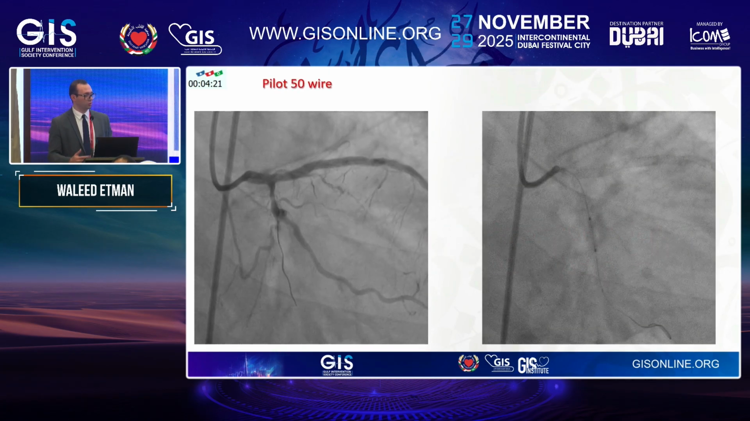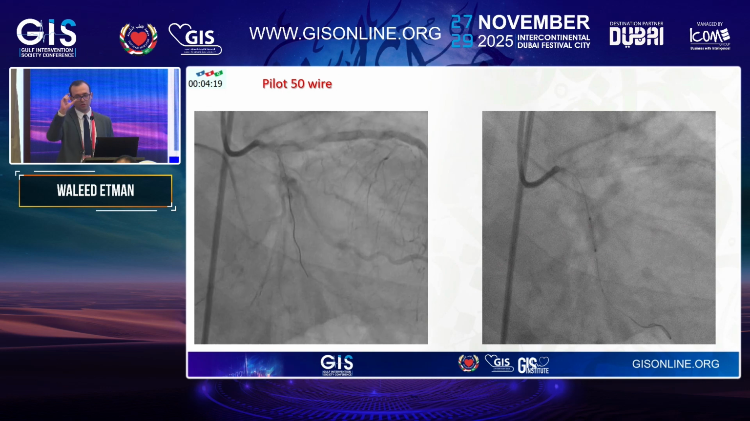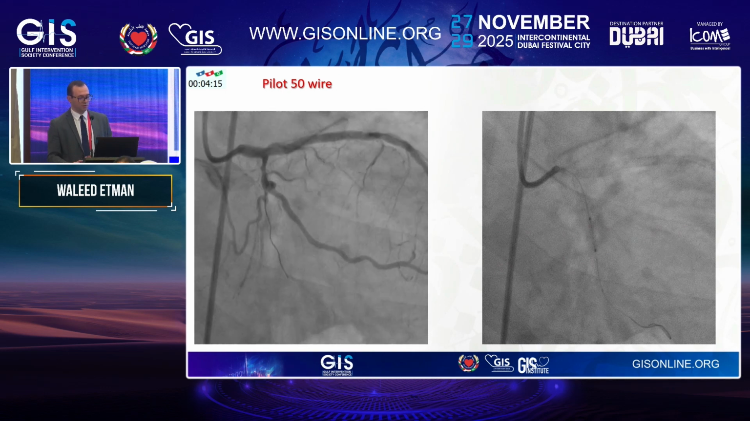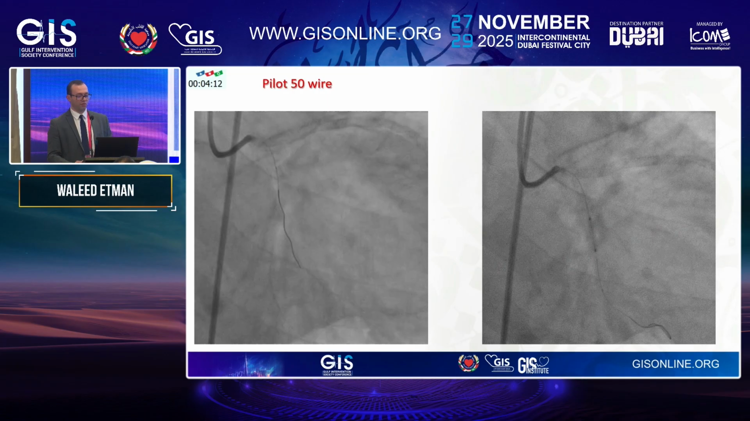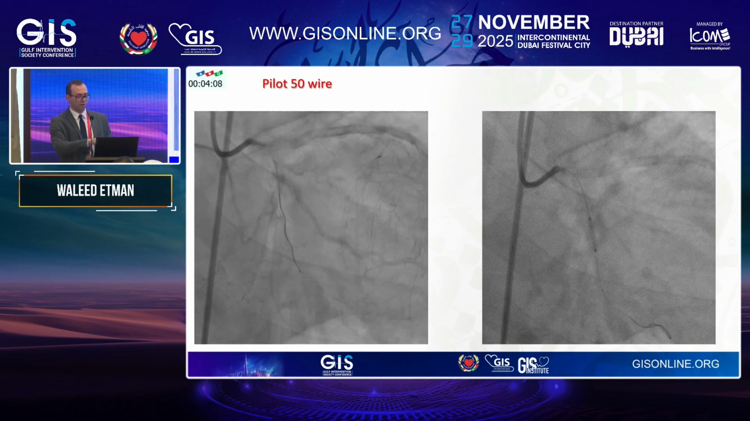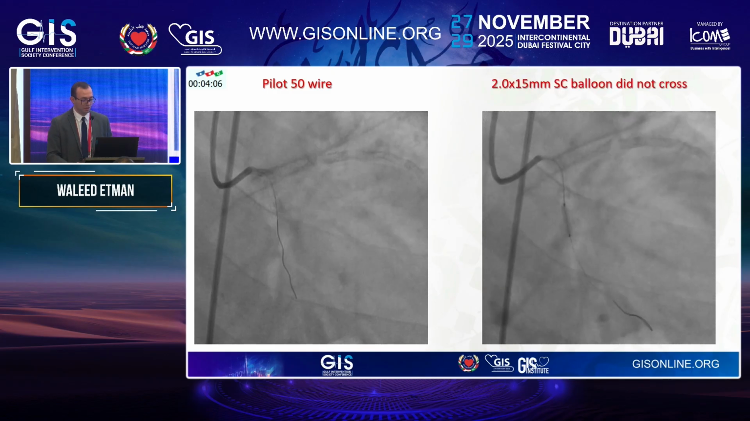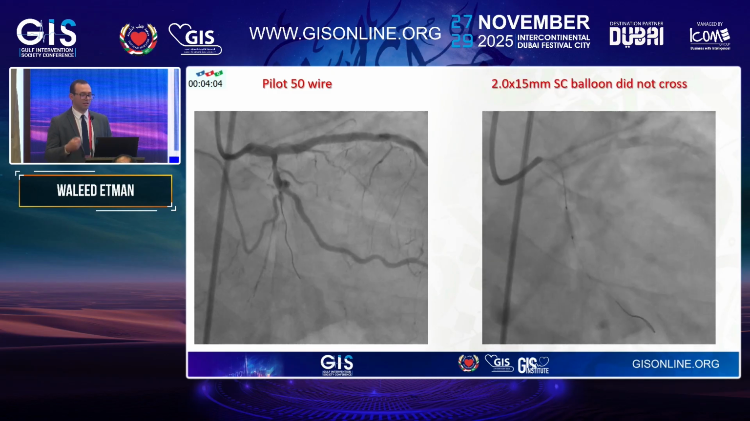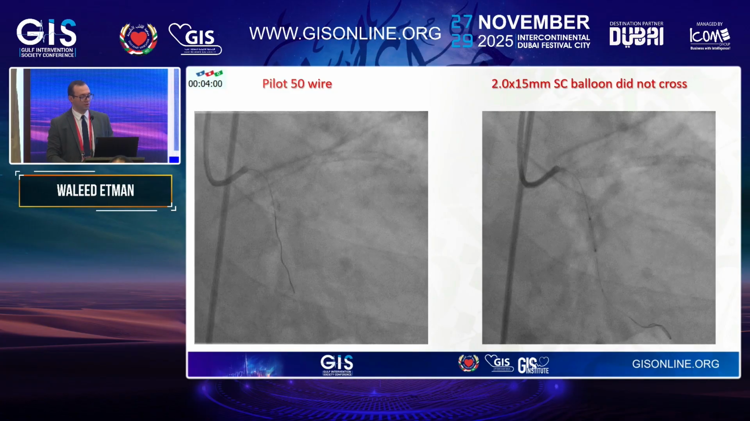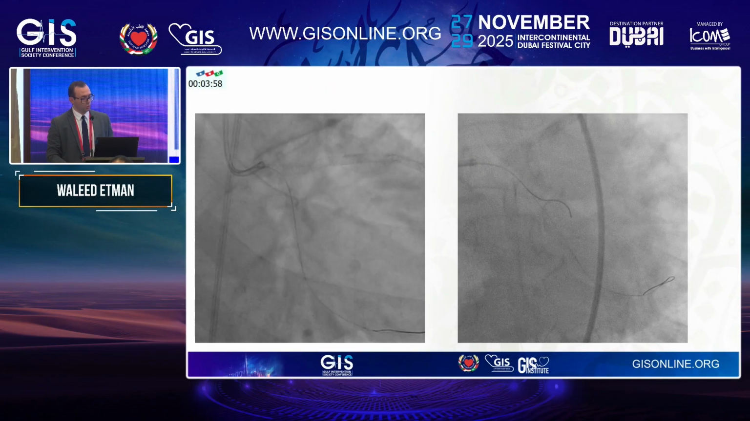I thought it would be a piece of cake because the lesion segment was short. I began with a Pilot 50. It passed. I began to pre-dilate. However, this was the extent of the balloon. A 2 by 15 balloon didn't pass this lesion. So I tried a Leopard technique to do tunneling for the balloon to pass. It didn't work well. We lost the flow.